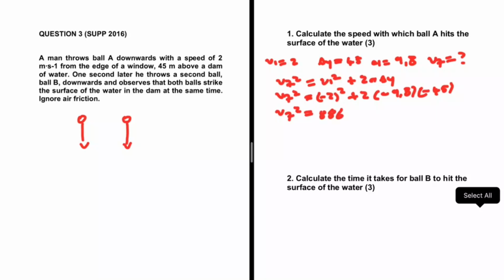We're going to have VF being equal to 29.77 meters per second. The question says we should calculate the speed, so we don't have to give the direction. If we had to give the direction, it would be downwards because it strikes the ground on its way downwards. That is the first question. Let's take a look at the question that follows.